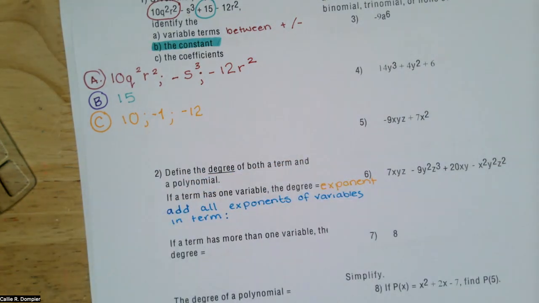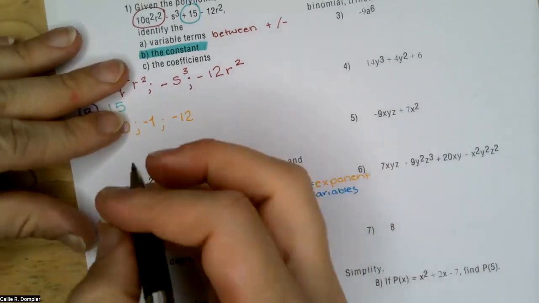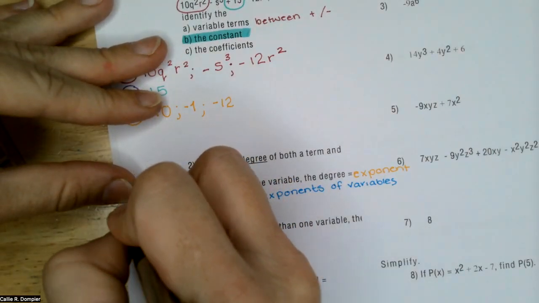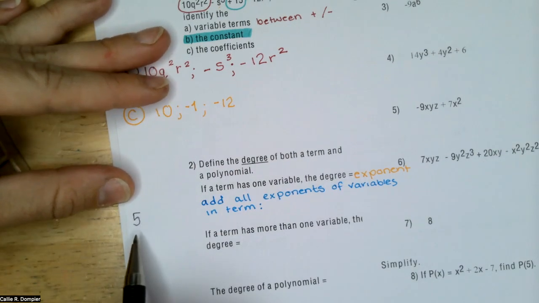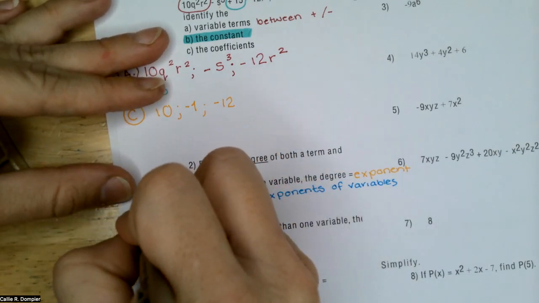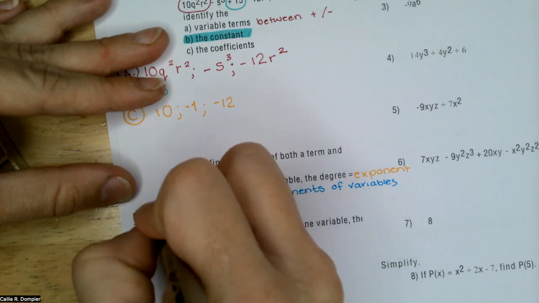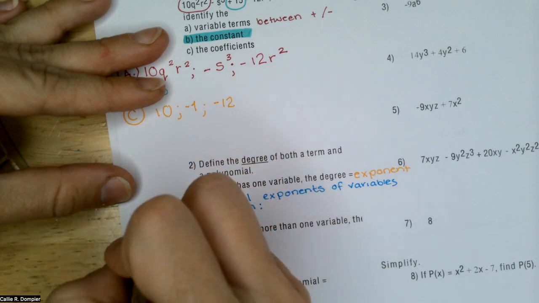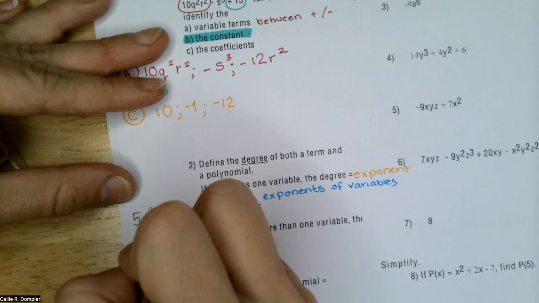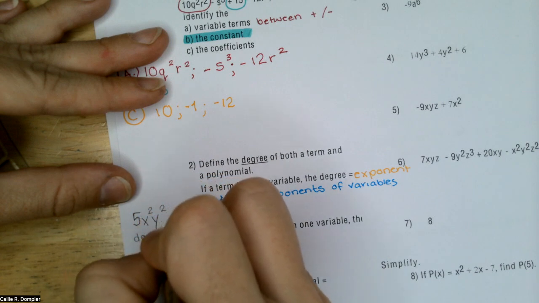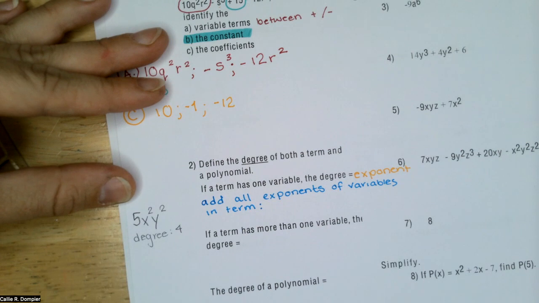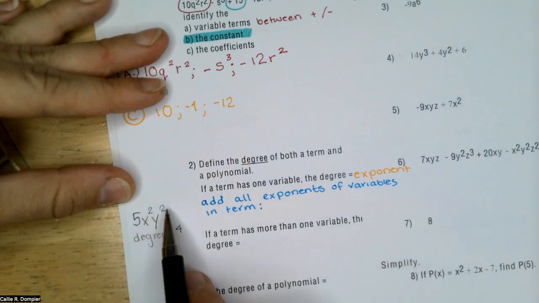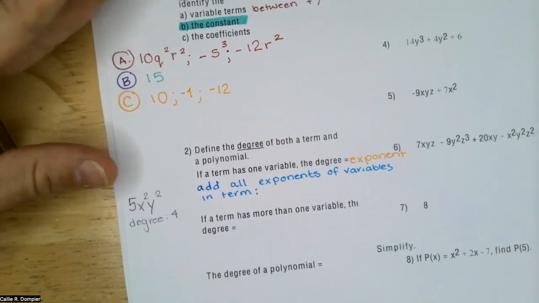Okay, maybe two examples. We're not worried about the number, but I'm just going to put a number in front just to clarify or to confuse, right? 5x squared y squared has a degree of 4 because we added all the exponents in the term. X had 2, Y had 2, it's a degree 4.